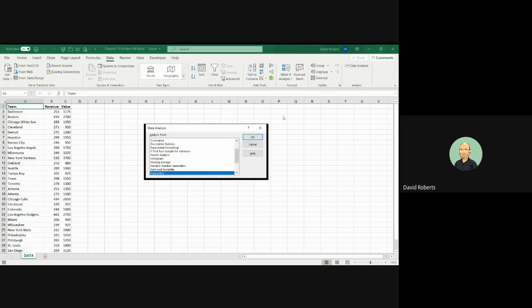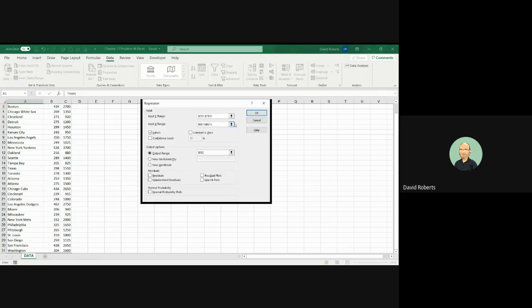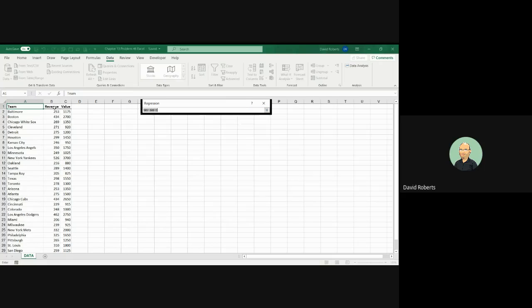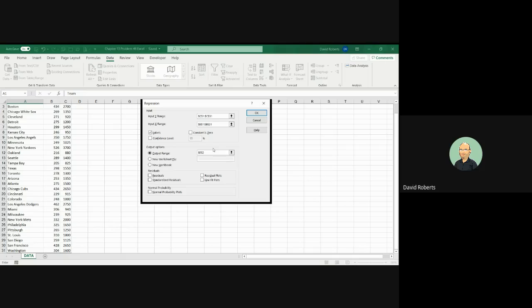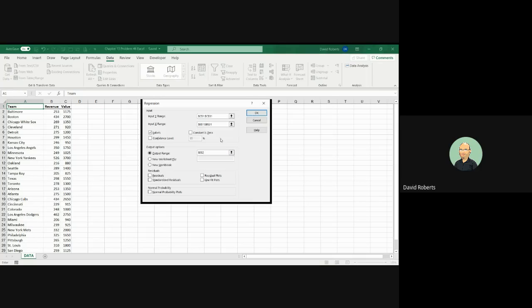So go to data, data analysis, regression. The Y values are columns C1 to C31. The X values are from column B to 31. So revenue determines value, not the other way around. We have our output range, which I'm going to put in B2.